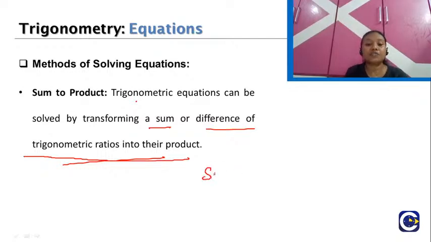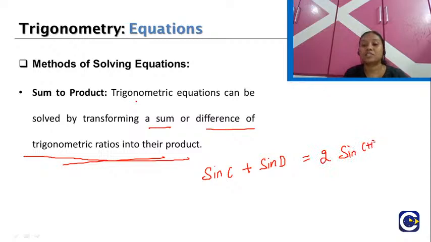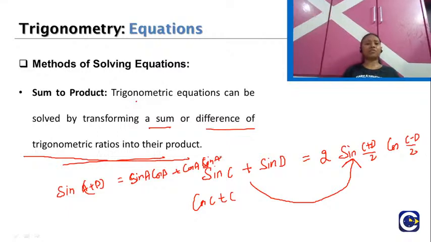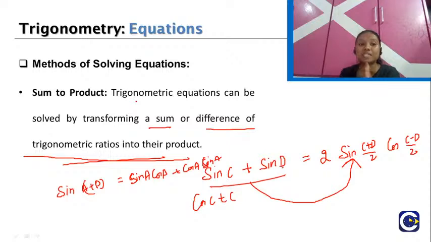For example, I can give you a formula: sin C plus sin D. This is a sum. So how can we convert it into a product? It is 2 sin((C plus D) by 2) cos((C minus D) by 2). So basically you have to look over all those formulas which involve this sum to product conversion. Simply we'll be applying these formulas to our given equations and converting from one form to another. In this method, we combine our formulas and then we can apply our general solution formula.